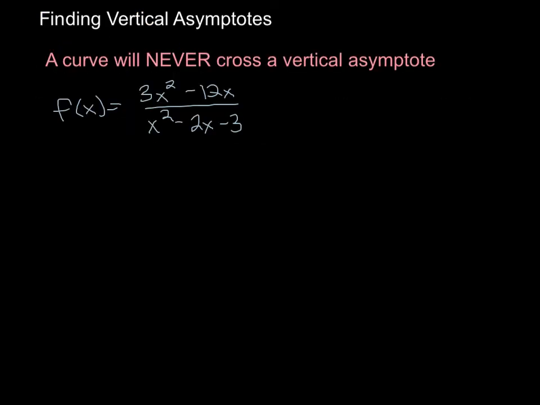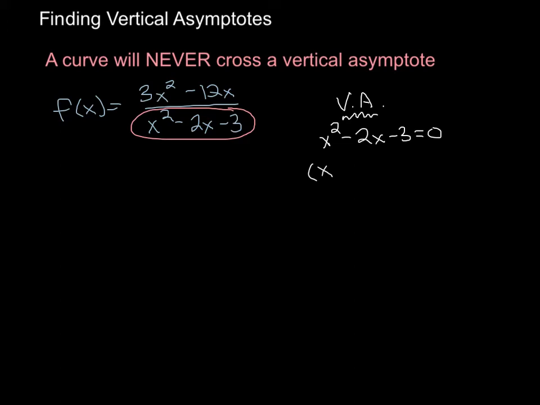The first asymptotes we're going to look at are vertical asymptotes, and it's important to realize that a curve will never, ever cross a vertical asymptote. This is because when we're trying to find the asymptote, we're going to be focusing mainly on the bottom. We're going to take our denominator, set it equal to 0, and solve for x, and that's going to be a vertical asymptote. This one is pretty easily factorable.